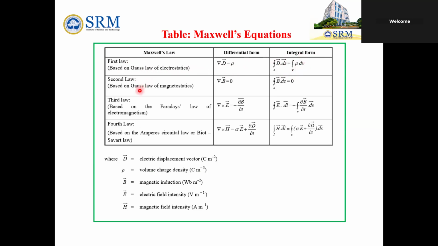The second law is derived based on the Biot-Savart law. Since there are no magnetic monopoles, the divergence of magnetic induction B is 0. Therefore, in integral form, the closed surface integral of B dot ds is also 0.